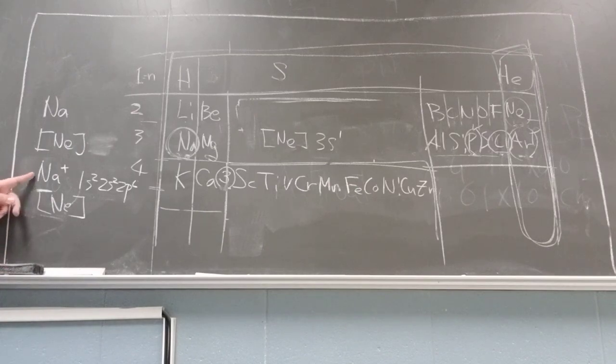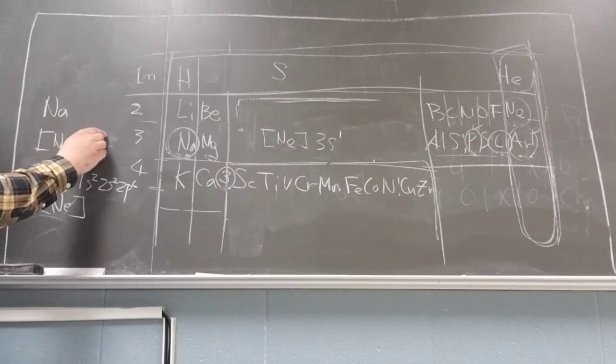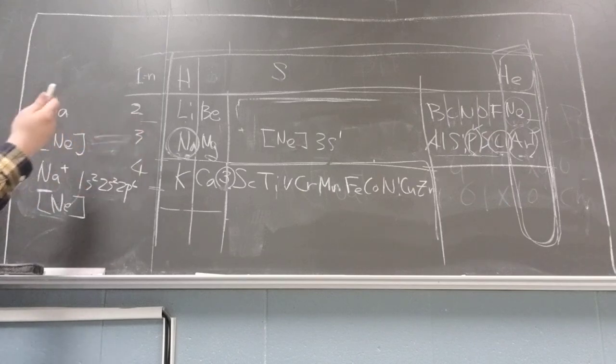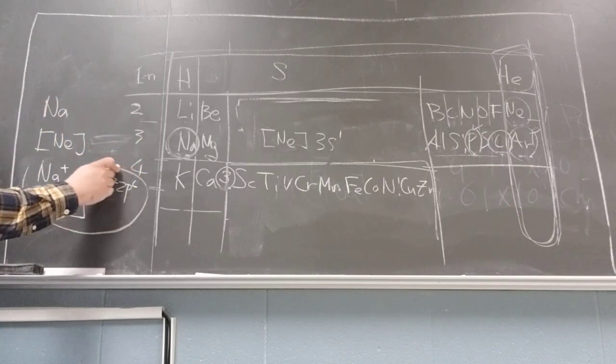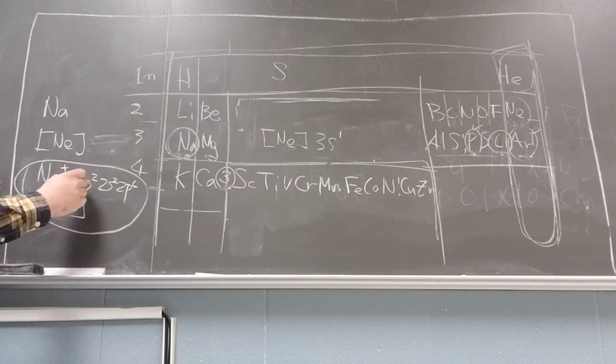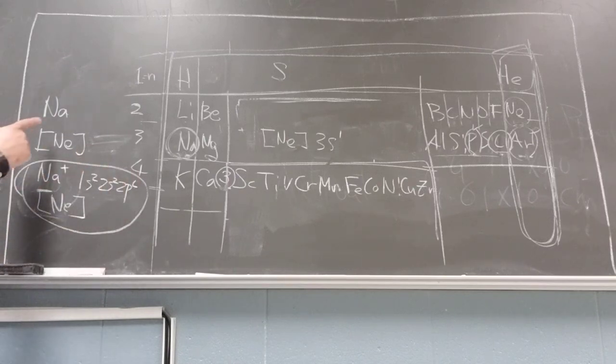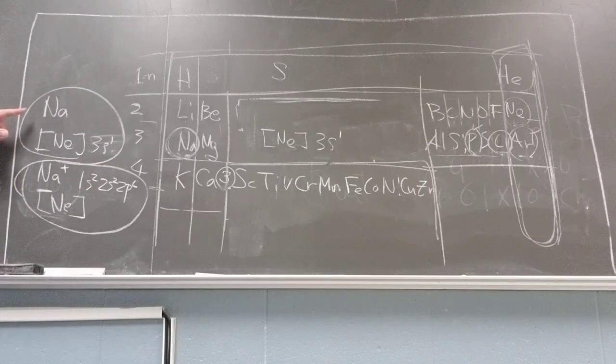Because the sodium cation is the one that lost 1 electron. So once it was 3s1, but this electron is gone. So this is the same as just neon, or you can say 1s2, 2s2, 2p6. But this one is still 1. So sodium cation does not share the same electron configuration because they don't have the same numbers of electrons. Okay? Makes sense, right? Okay, perfect.